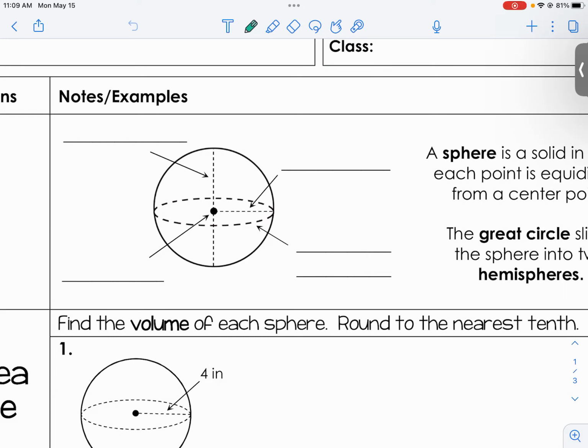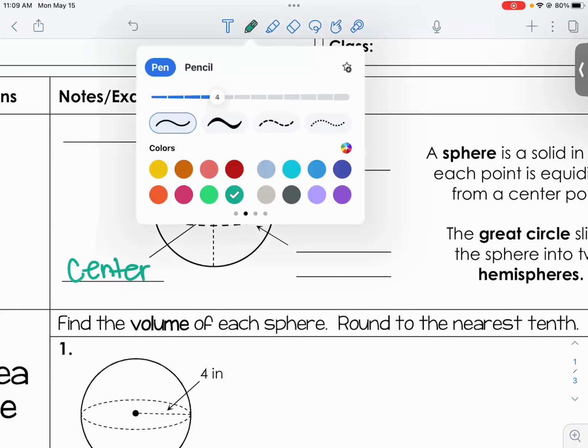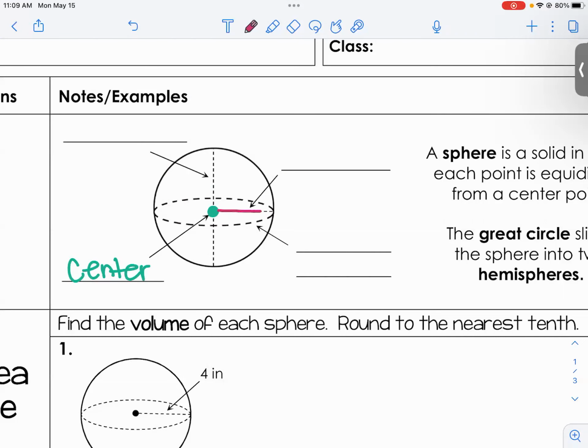So what do you think this point right here is called? What's another word for middle? Midpoint. Center. Okay. I always say midpoint. All right, what about this pink line right here? What am I going to call that? Radius.